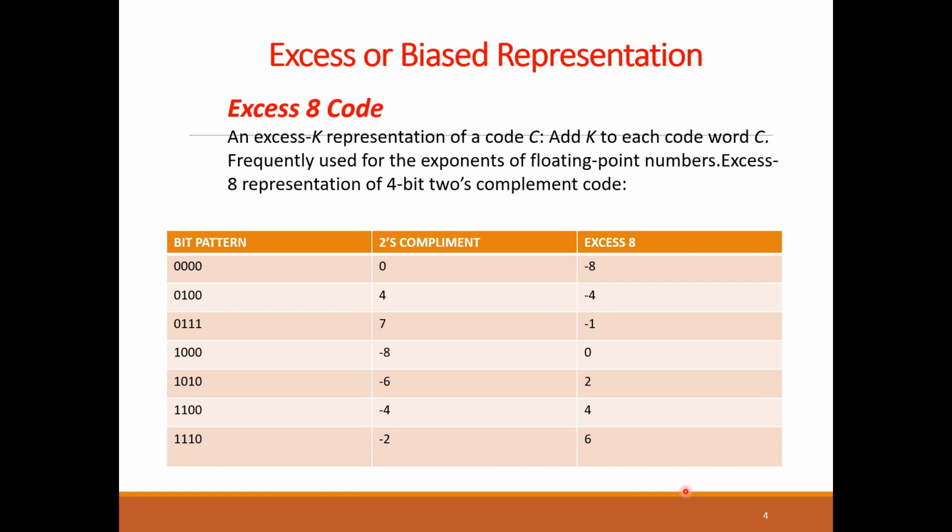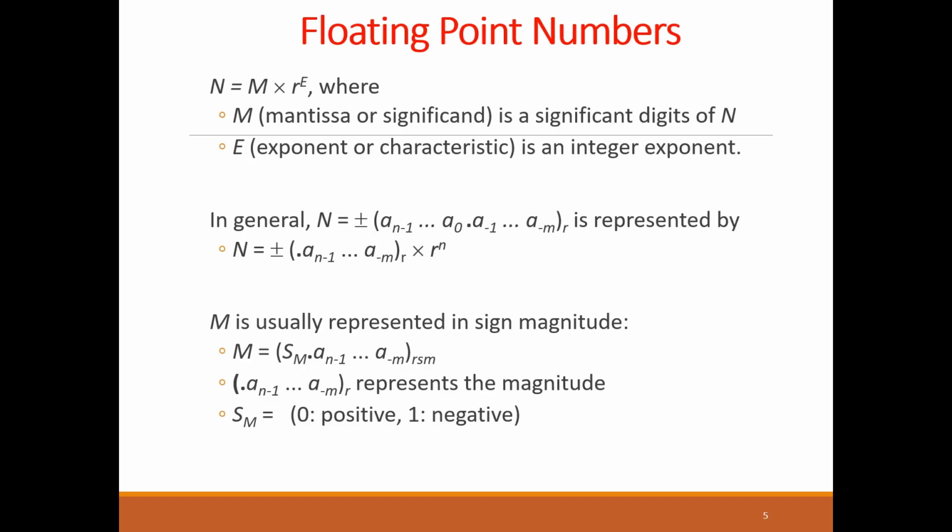So here you learned a new thing, what is excess or bias representation, and it is actually applied on a 2's complement number, and that excess can be anything, excess 16 or excess 128, etc. Now, for a floating point number, N is the number M times R to the power E, where M is the mantissa, also called the significand, with significant digits of M. And E is the exponent, which is an integer.